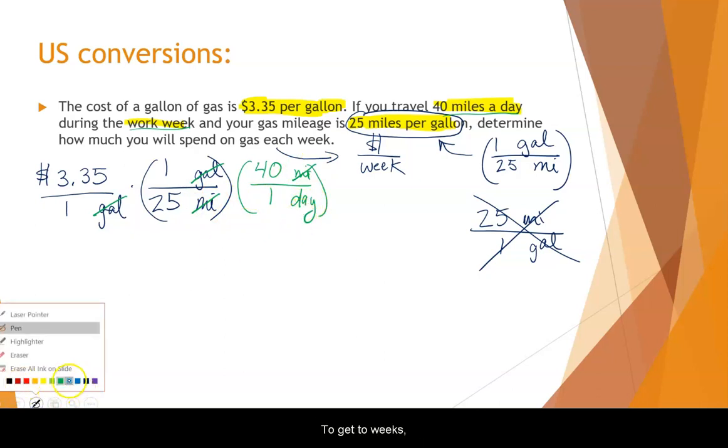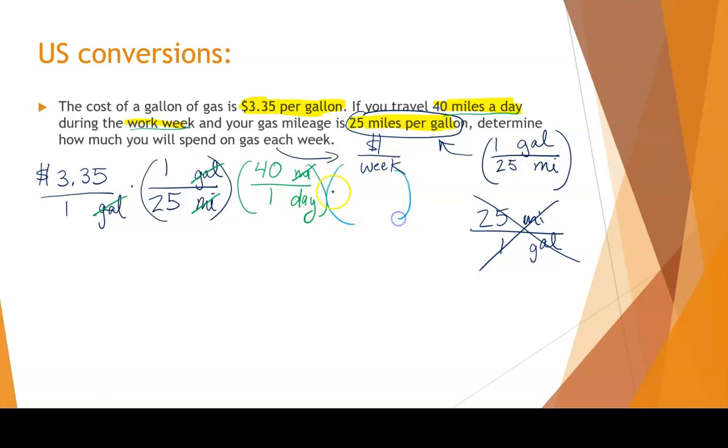So to get to weeks, we were told this is a work week, which means I'm assuming this person is not driving on the weekend. Maybe that's a bad assumption. But for a work week, that's 5 days out of 1 week, at least in theory. And the reason I put days on the top and weeks on the bottom is because this way, the day and the day, numerator and denominator, will simplify out.